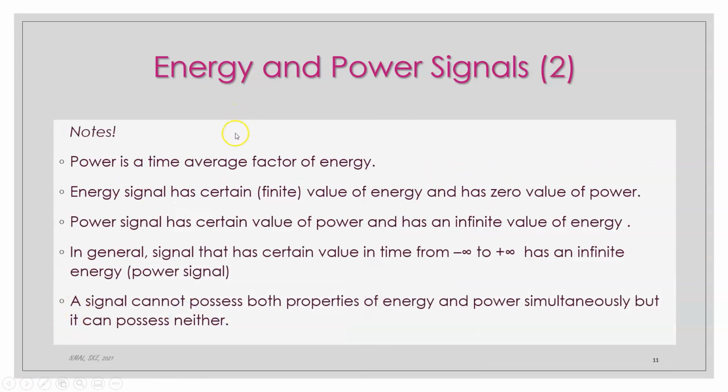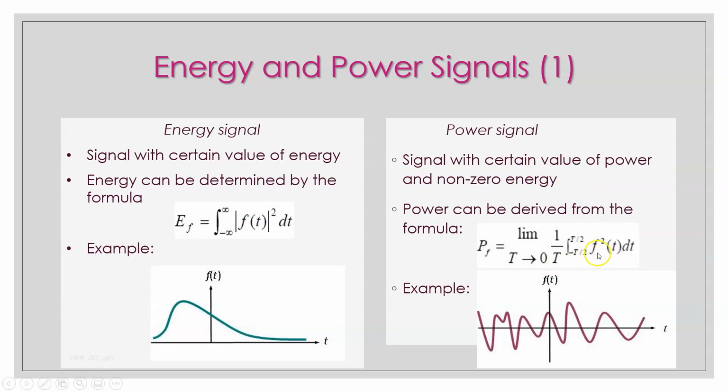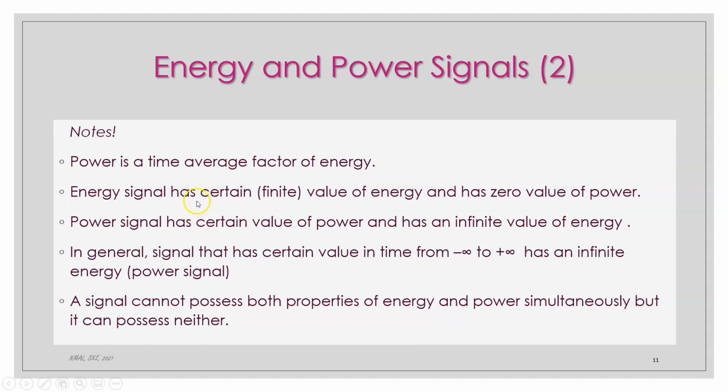So you should take note of this. Power is actually a time average factor of energy, because this is how we find the power of the signal. It's almost the same formula as the energy signal, but we divide by the T, which is actually the average factor of energy. Energy signal has a certain or finite value of energy. It cannot be unlimited. It has a finite value of energy and has zero value of power.